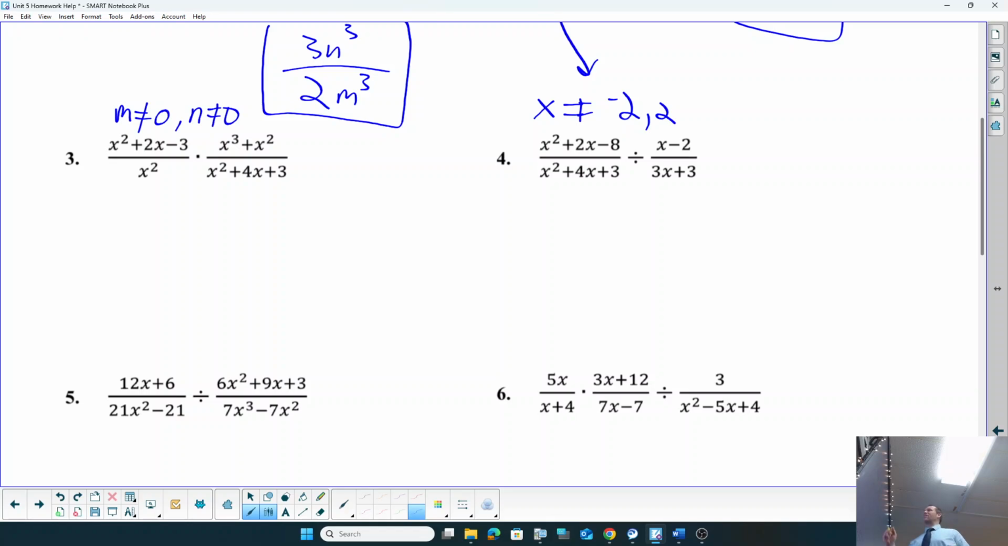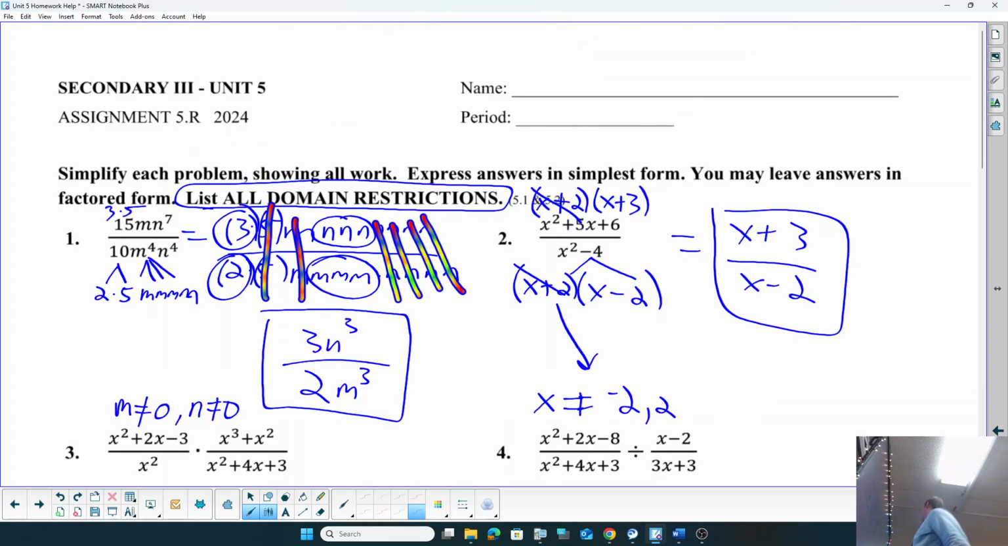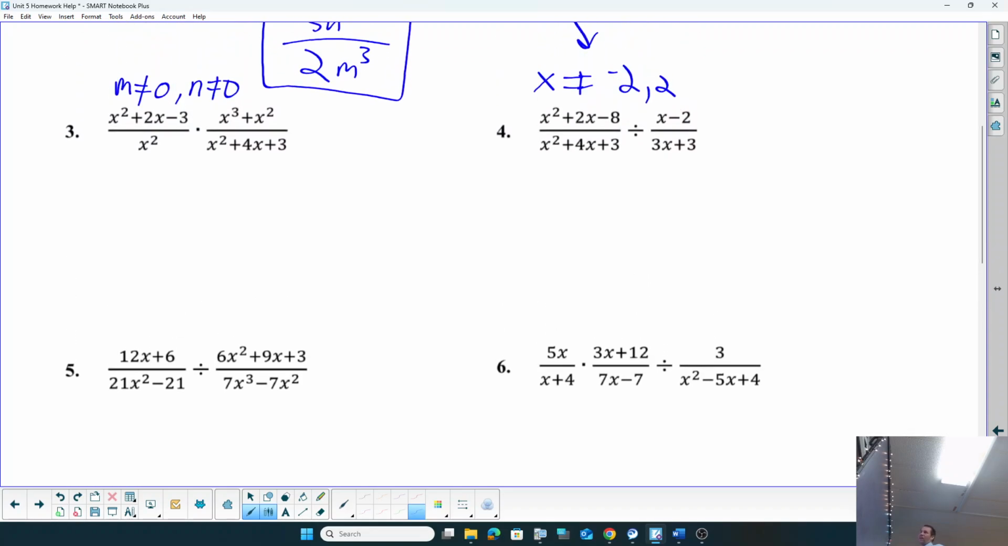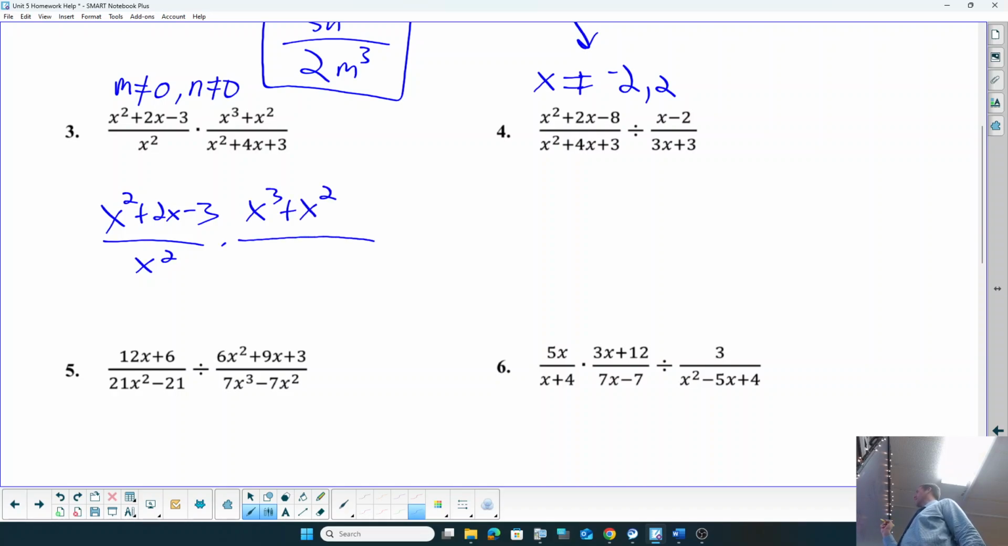Okay, we're going to take a look here at number 3 next. If it lets me. Here we go. Okay, we're going to do some factoring now. So we have x squared plus 2x minus 3 all over x cubed plus x squared. Ooh, look at that bottom part. What do x cubed and x squared have in common? And you have x squared plus 4x plus 3. So let's go ahead and factor it.